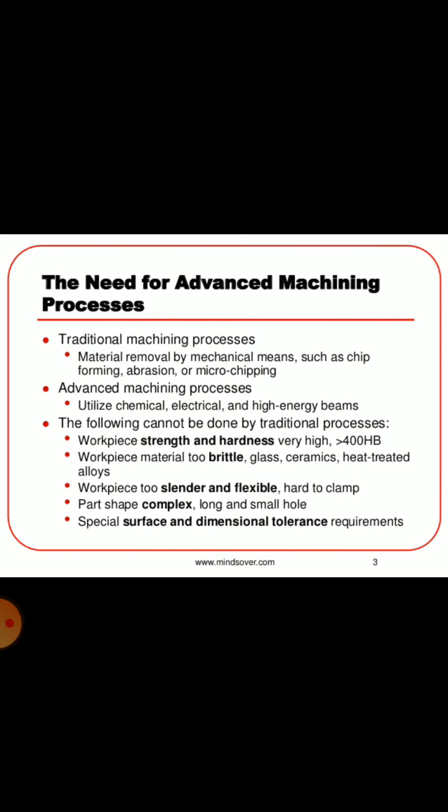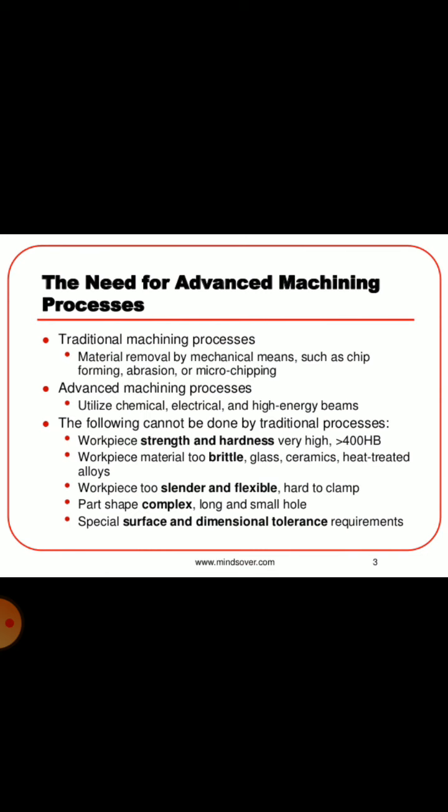The need for advanced machining processes is due to the fact that in traditional machining processes, material removal is by mechanical means such as chip forming, abrasion, or microchipping. Advanced machining processes utilize chemical, electrical, and high energy beams.